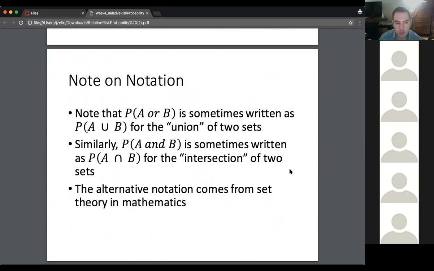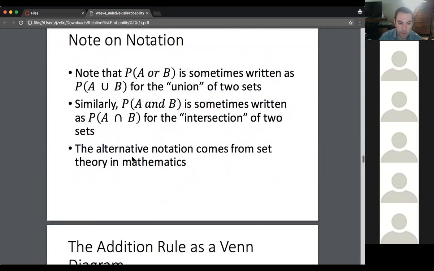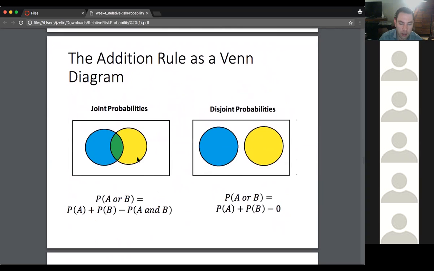Just some recap on notation: when we use probability of A or B, we could substitute the word or for this U, which would represent the union of the two sets. And the probability of A and B is sometimes written as P of A and then that same U but upside down B, which will represent the intersection of those two sets. And we can view the addition rule as a Venn diagram here. So the probability of A or B is the probability of A plus B minus the probability of A and B, which is this green overlap region.